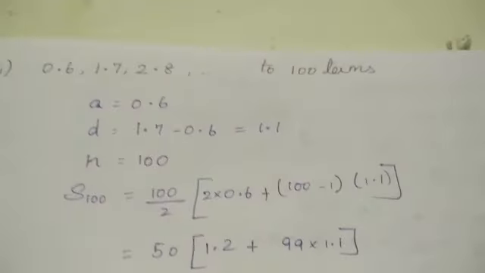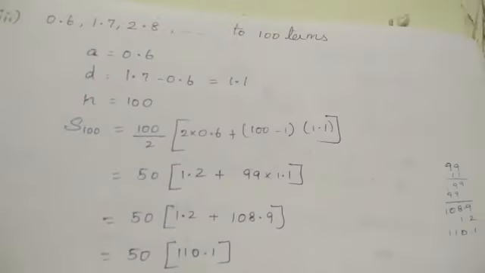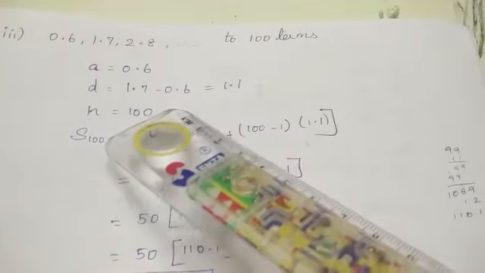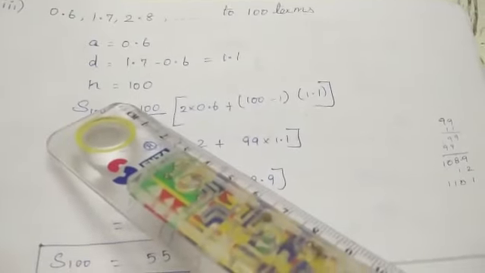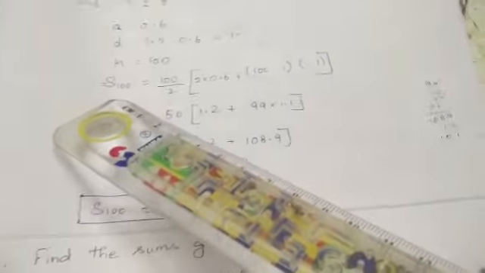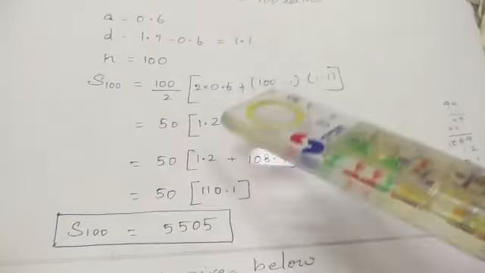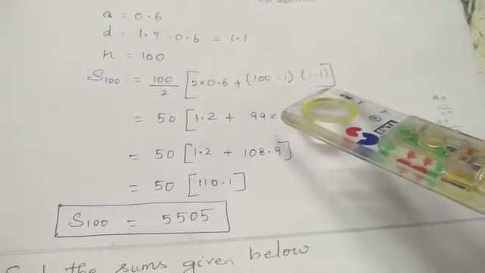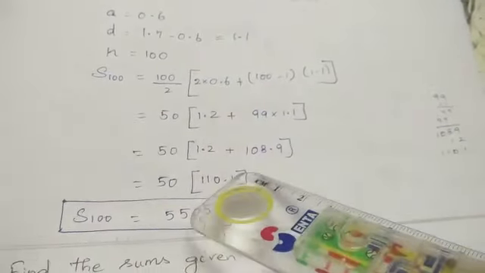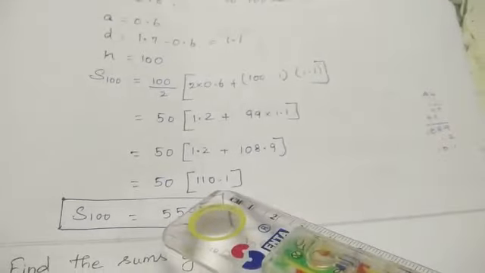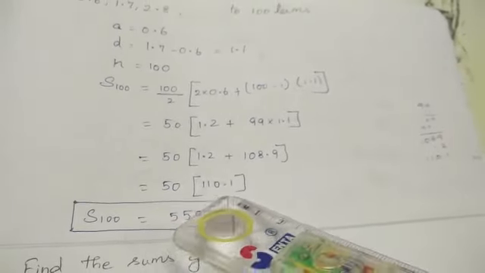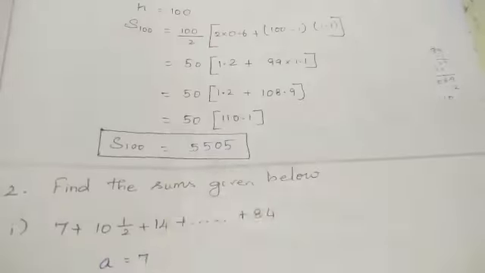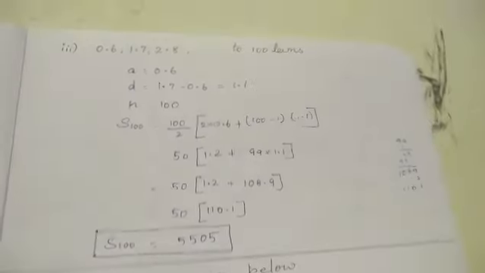Then the third one: 0.6, 1.7, 2.8 up to 100 terms. a equal to 0.6, d equal to 1.7 minus 0.6 equal to 1.1, n equal to 100. Substitute there itself: S100 equal to 100 by 2 into (2 into 0.6 plus (100 minus 1) into d), and multiply this one, 108.9, add this, and then put that answer 110.1 into 50. So the answer is 5505. The fourth subdivision is the homework.